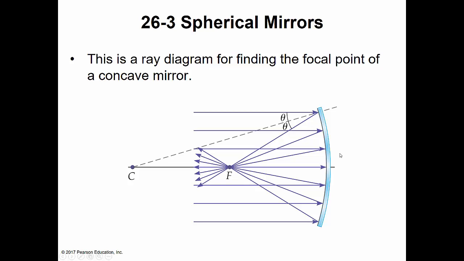So by definition, a concave mirror reflects light such that it converges the rays onto a common focal point. And remember that focal point F is at a location half the distance of the radius of curvature.